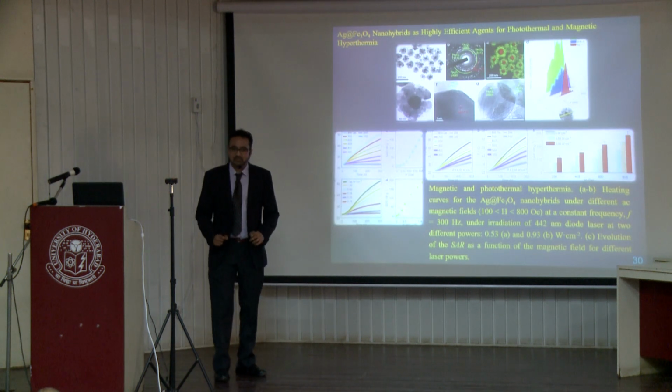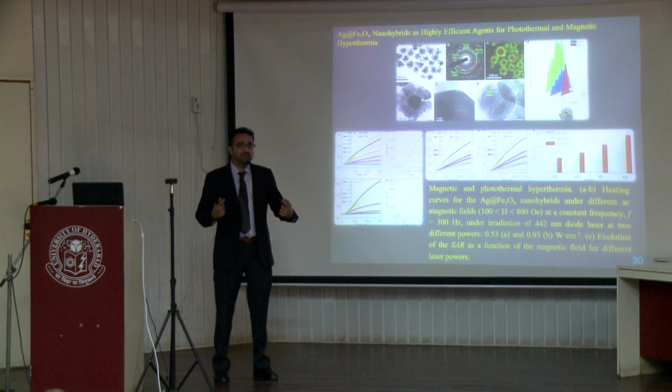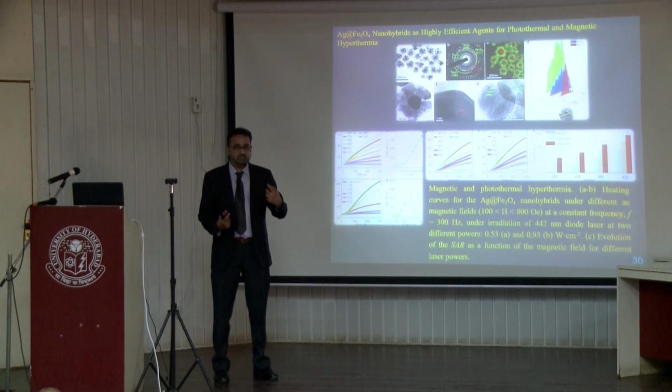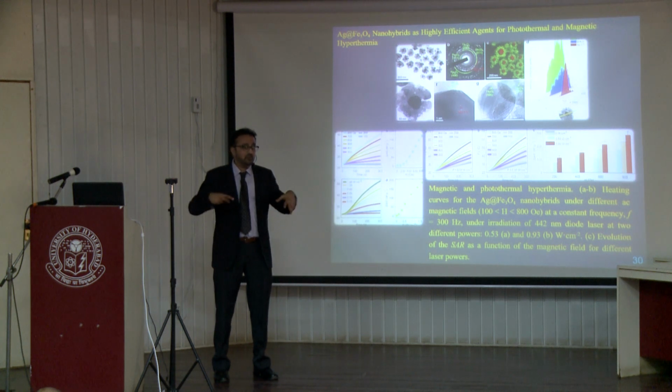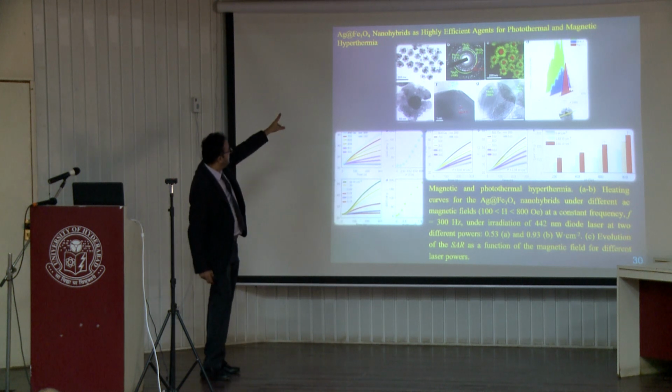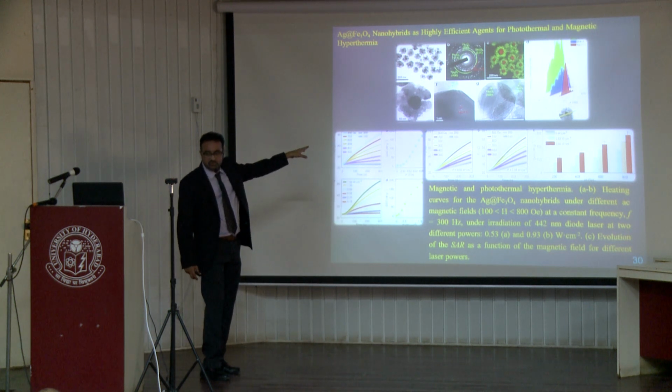Then we also thought about ways of combining and making hybrid nanoparticles with gold magnetite or silver magnetite clusters. Remember I talked about configurational anisotropy, right? Making clusters. Turns out that gold is even better. We made it with silver and gold.